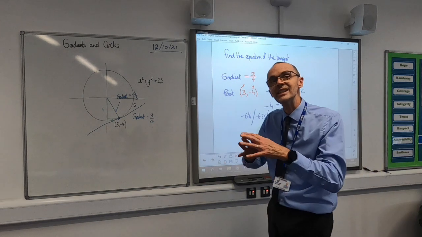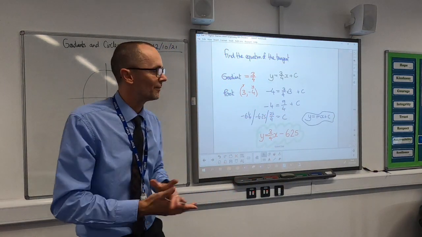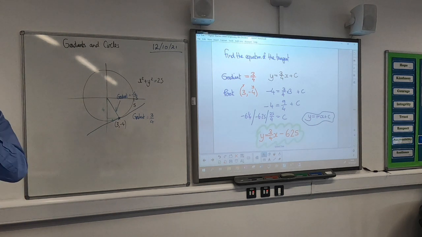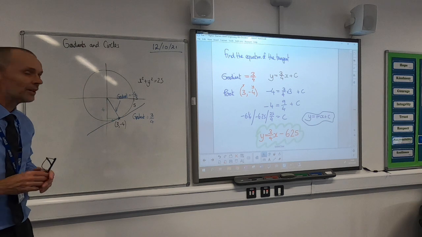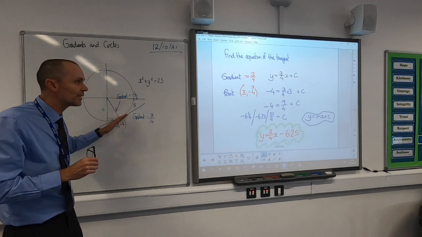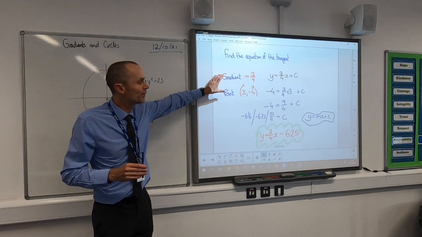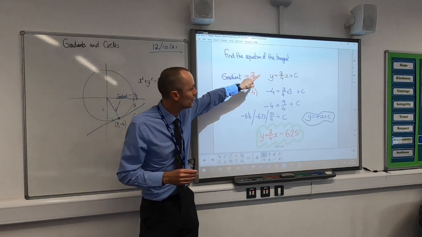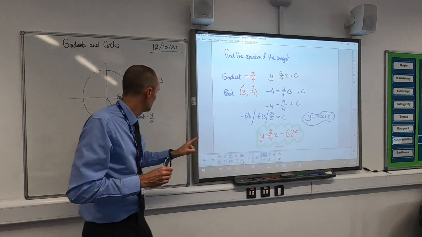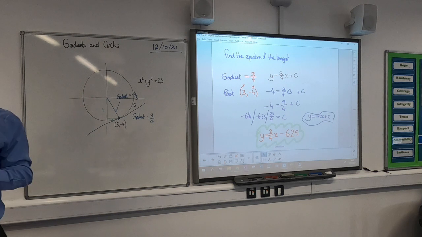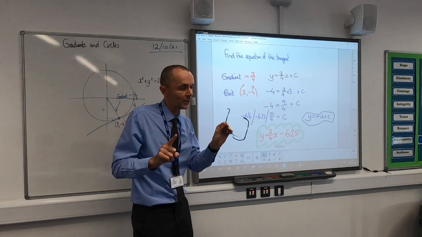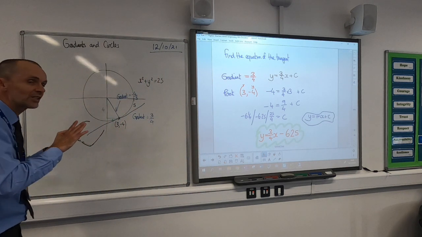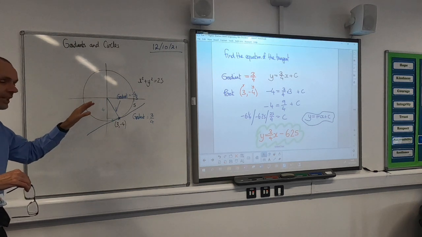Now what we have here is the definition of a grade 9 question. There are so many steps involved. Firstly, I had to work out the gradient of the radius. I then used that to work out the gradient of the tangent. I then wrote down my two key facts and used those two key facts to work out the equation of the tangent. And there was a lot of work involved along the way. However, there is no excuse for getting 0 on a question like this, because you should be able to get somewhere along the way, even if it just means drawing a diagram and sketching it roughly accurate. Yes?